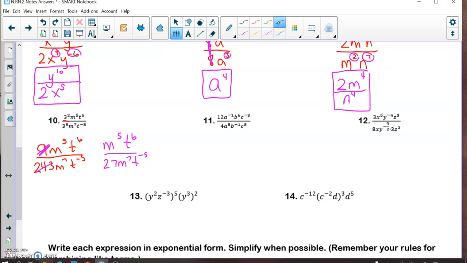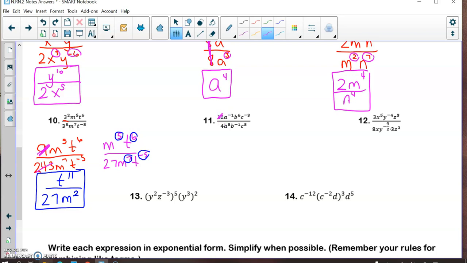So my m is going to move into the denominator because a 7 is bigger than a 5. And I'm going to have a 27 m to the 7 minus 5th power, which is a 2. My t is going to be in my numerator. A 6 minus a negative 5 is an 11. And that's fully simplified.